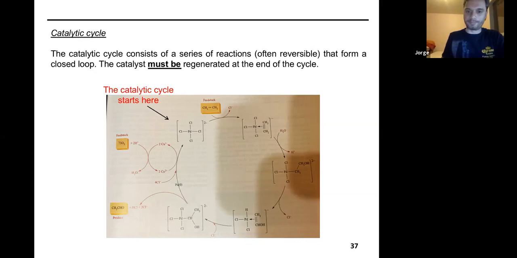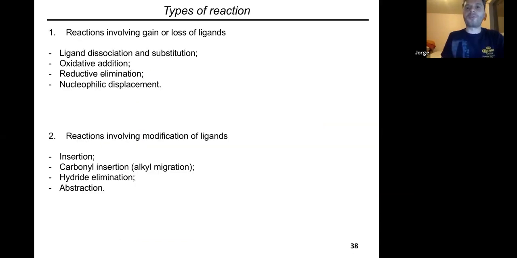Okay, very good. So types of reaction that we are going to cover in this course. Two different types. First one, reactions involving gain or loss of ligands. So we have four types here. First one, ligand dissociation and substitution. Second one, oxidative addition. Third one, reductive elimination. And fourth one, nucleophilic displacement. Okay, so that's what we are going to discuss today.